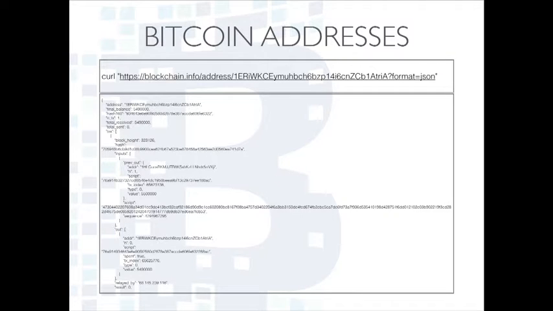To be able to send and receive Bitcoins, you first need a Bitcoin address. Many wallet services out there will provide you with Bitcoin addresses. And this API example returns data on a Bitcoin address and any transactions associated with it.